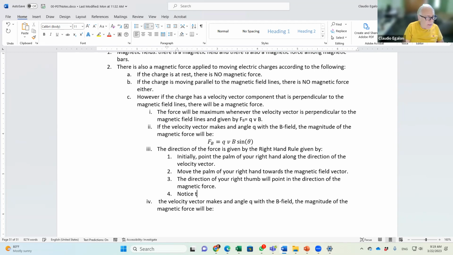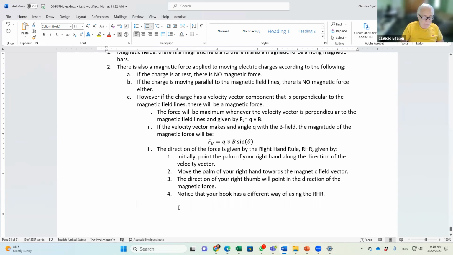Note that your book has a different way of using the right hand rule. But the final result, the final outcome, is the same.